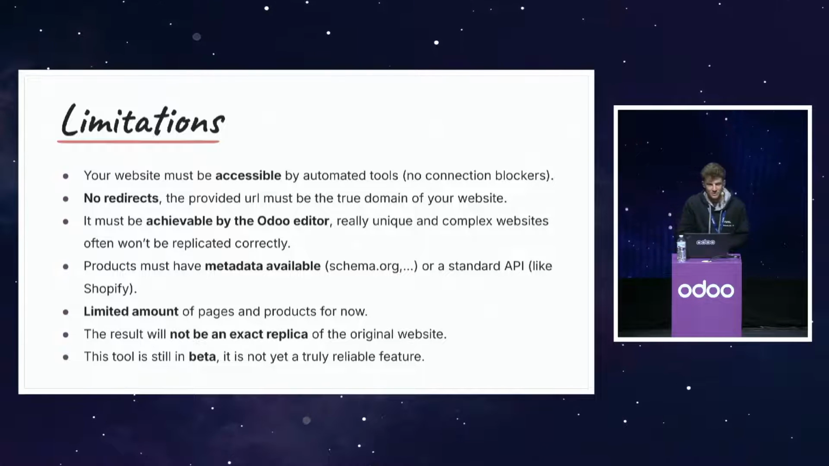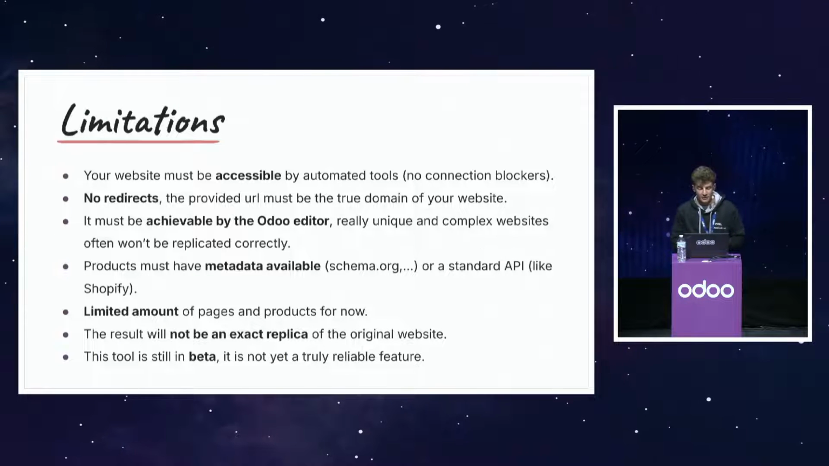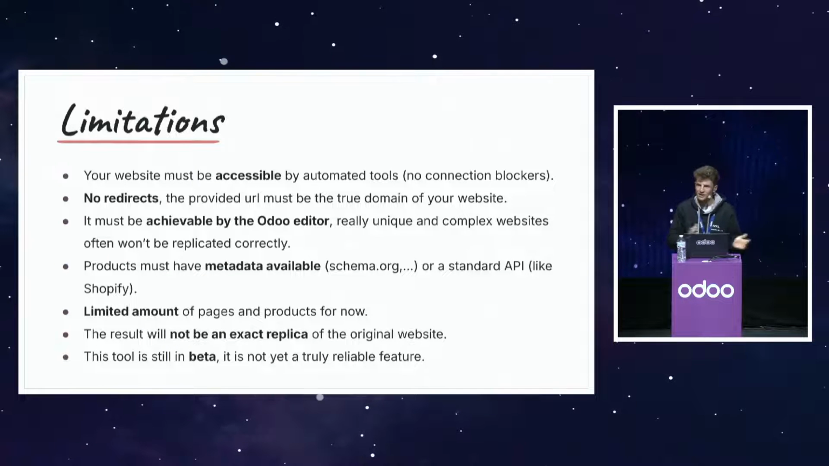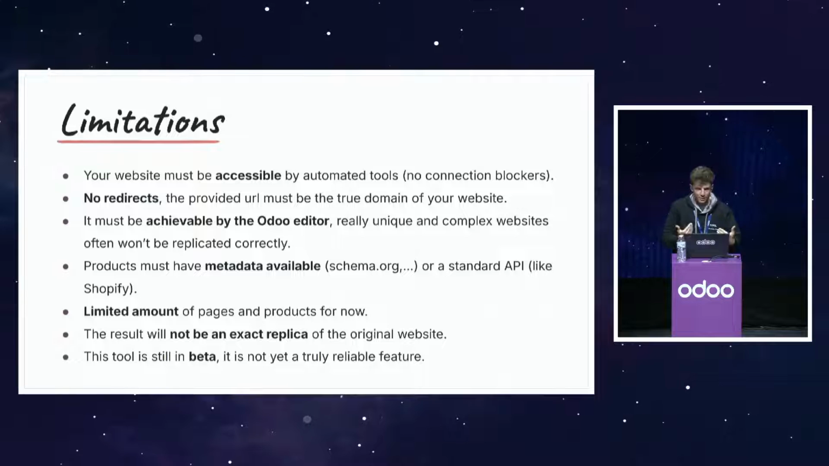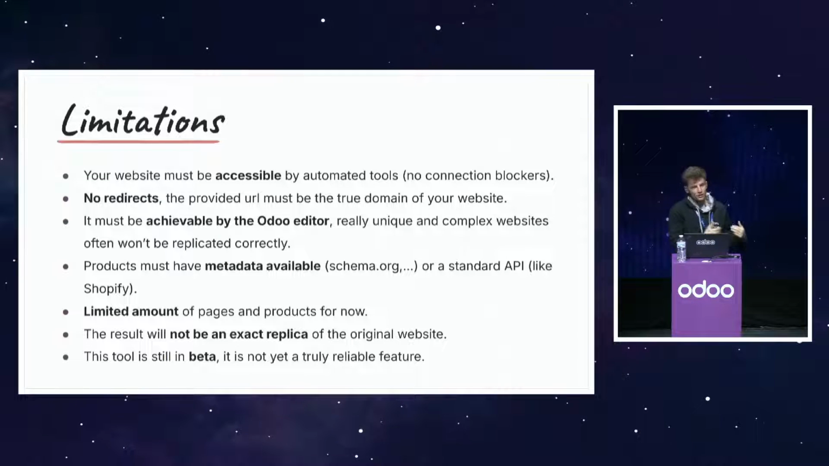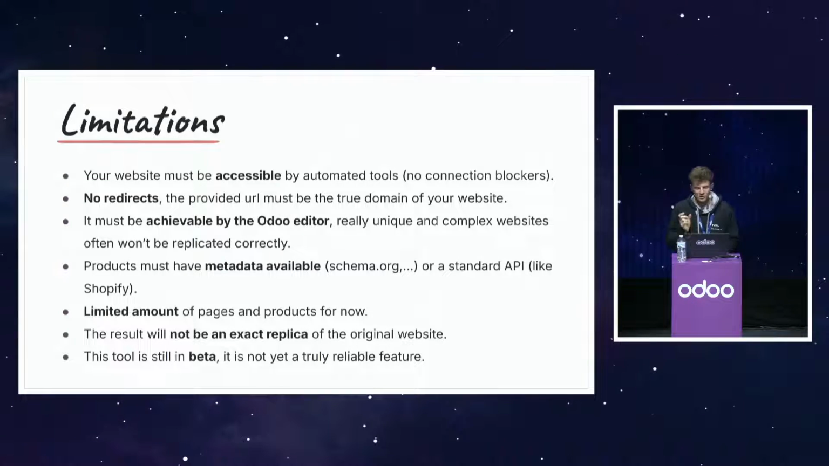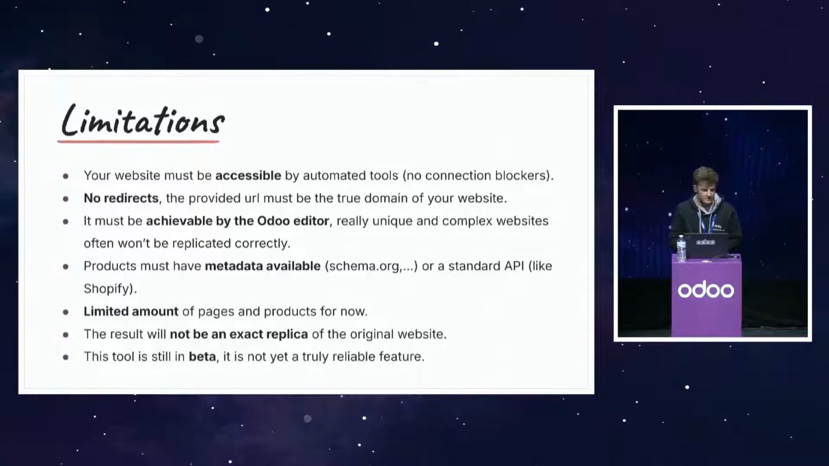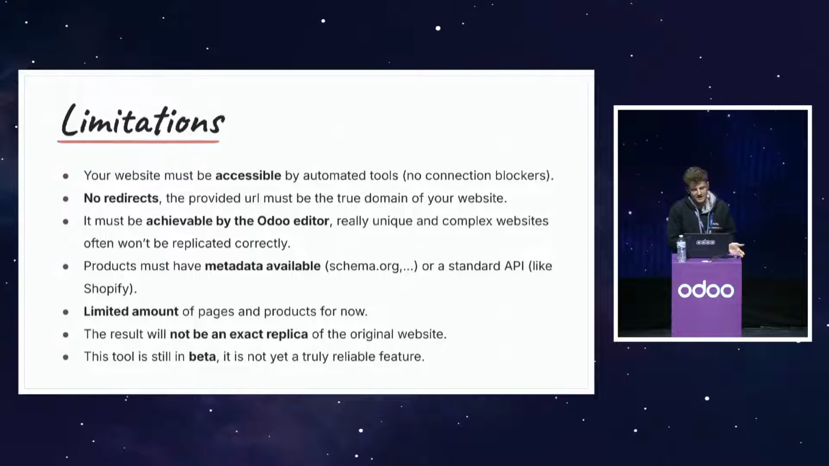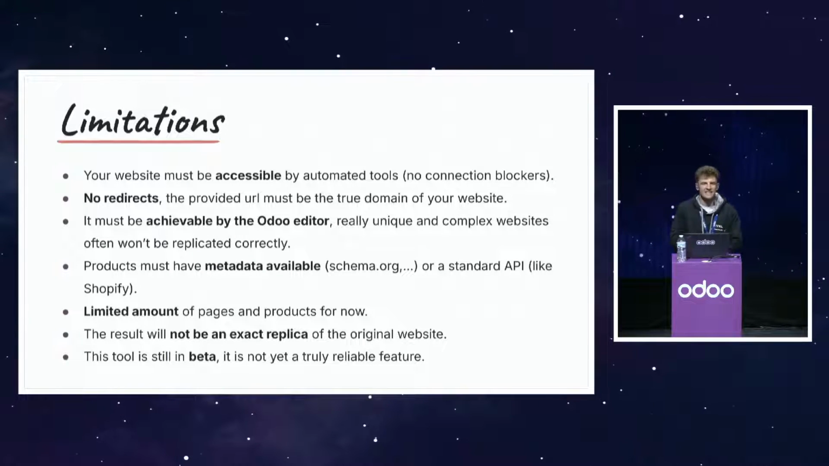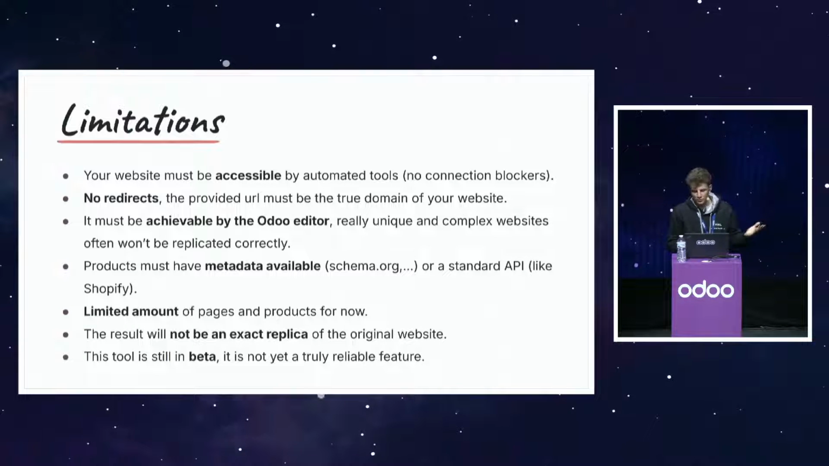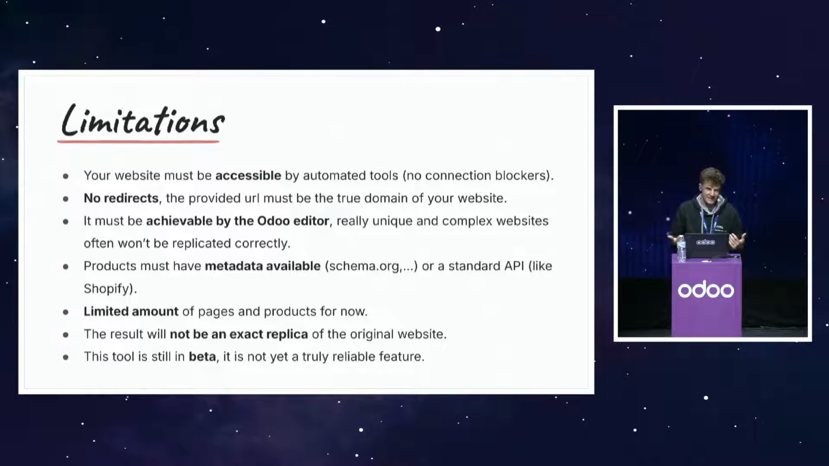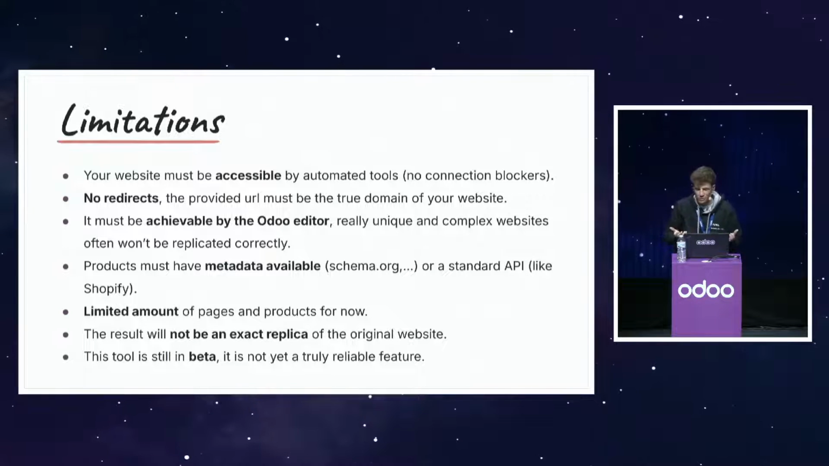Now, maybe it's a good time to talk about the different limitations of those tools. First, your website must be accessible by automated tools. So if you have Cloudflare protection or stuff like this, unfortunately, it might block our tool. Also, like I said before, no redirects. So if you want to use the tool, be sure to provide the URL with the right domain so that we parse actually the right domain. It must be achievable by the Odoo editor. So if you have a really unique, really complex website, let's say like YouTube, for example, the Odoo editor wasn't really made to be able to handle such a complicated website. So if you parse it, you probably won't get a good result.